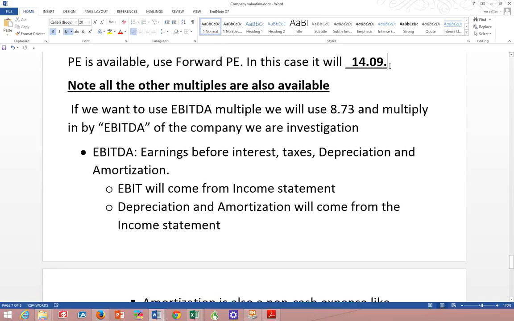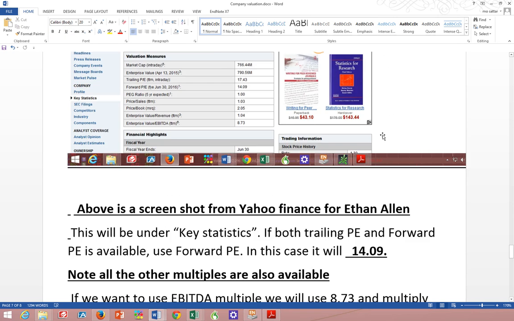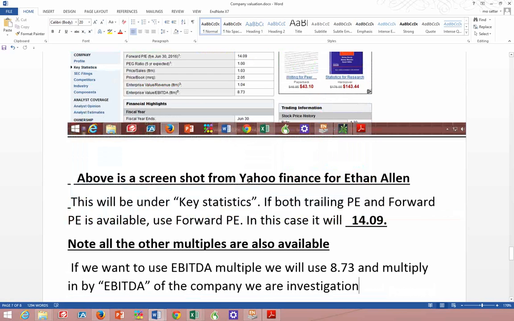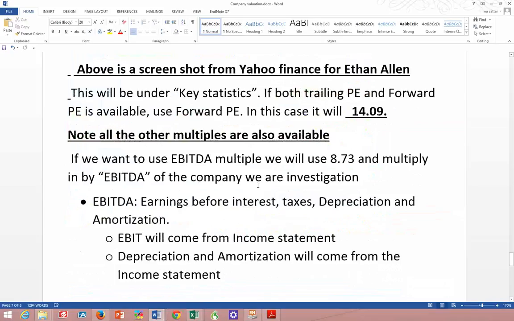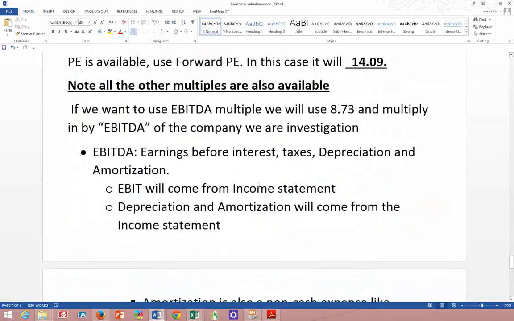Now let's look at another ratio, where we want to use EBITDA as a multiple. The EBITDA multiple for this company here was 8.73, and again I would look at more than one company. I would look at Ethan Allen, maybe a couple of other furniture companies, and take an average, and then I would multiply that by EBITDA. Now the next question is, what is the EBITDA?